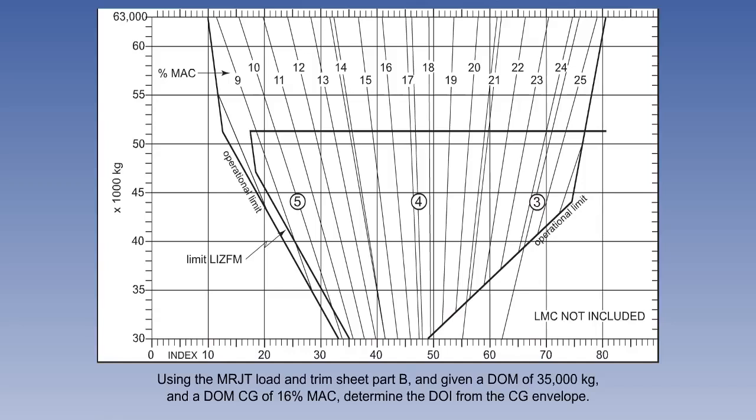A typical example question would ask us to determine the dry operating index using the centre of gravity envelope in Part B of the medium-range jet transport load and trim sheet, from a given dry operating mass and centre of gravity.